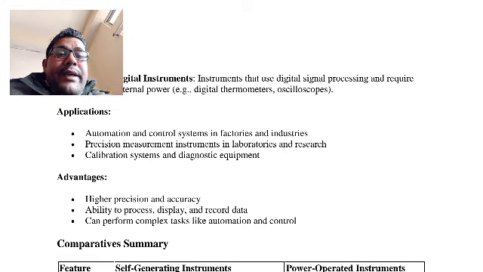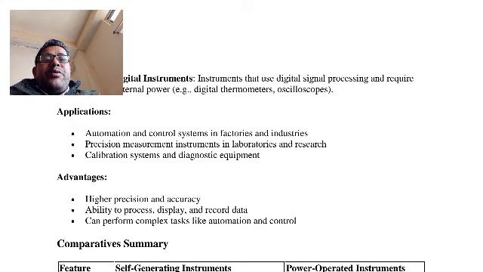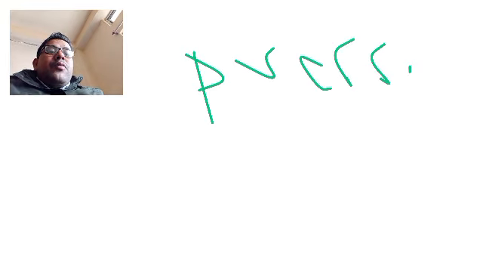And second, the ability to produce a display record. One time we can discuss what precision is. We have discussed accuracy, but what is precision? Precision is nothing but the degree of closeness between the measured values.